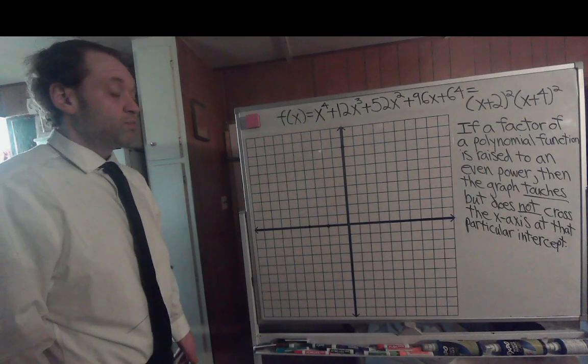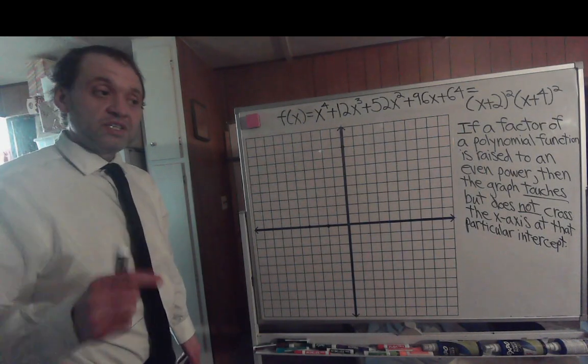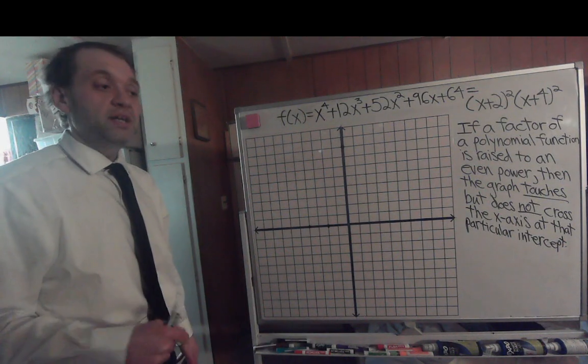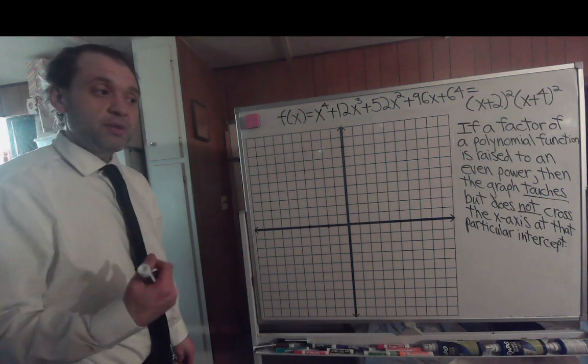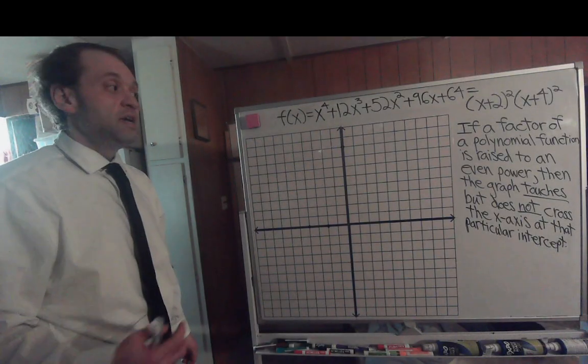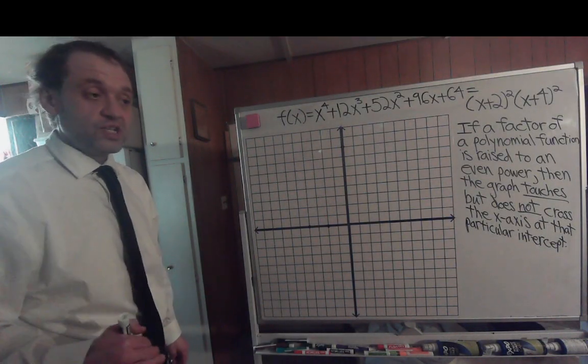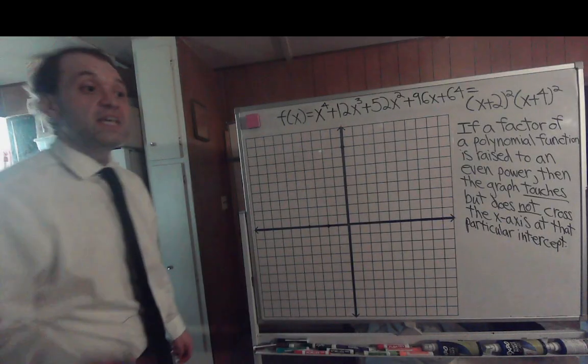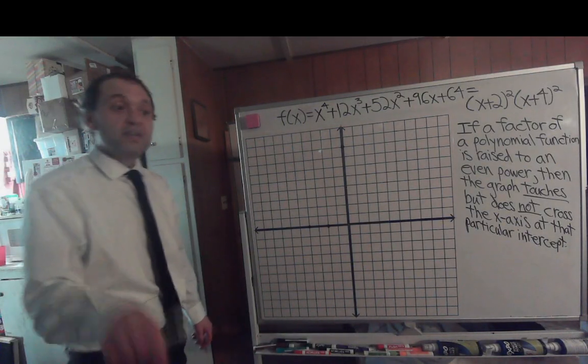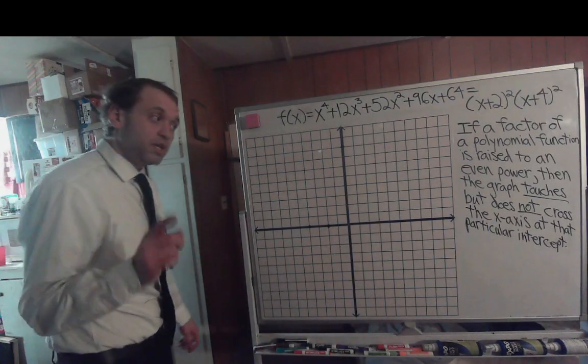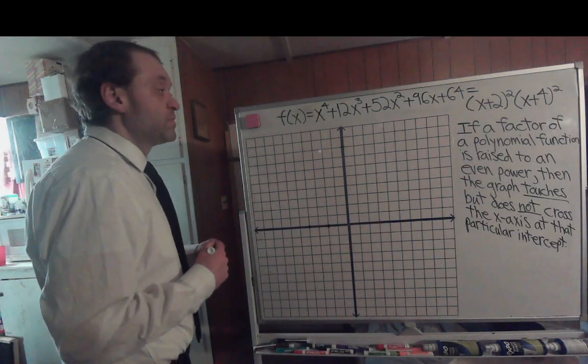So we'll see how that looks in a minute, but the best way you can remember this now, because when we talked about when it was an odd power, it does cross. But if it's even, it only touches. So how you can remember that is if you even touch. If you even touch. That's the best way you can remember that.